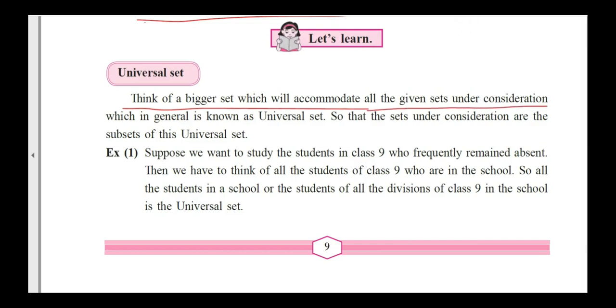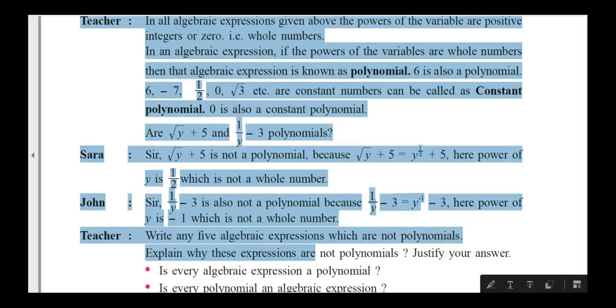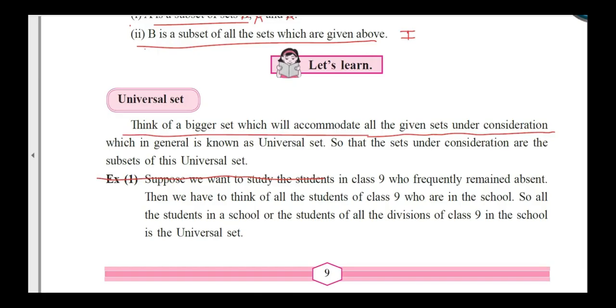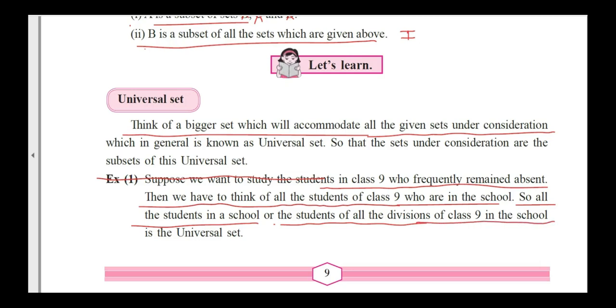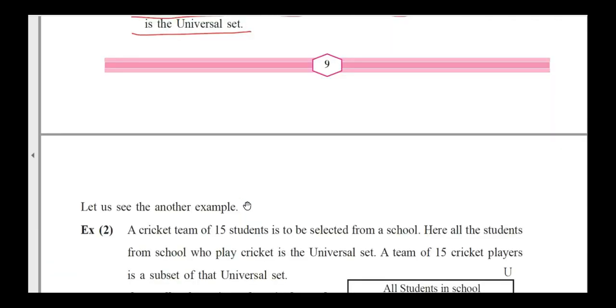Let us see the universal set. Think of a bigger set which will accommodate all the given sets under consideration, which in general is known as the universal set, so that the sets under consideration are subsets of this universal set. Suppose we want to study the students in class 9, so that the students in a school or the students of the division.